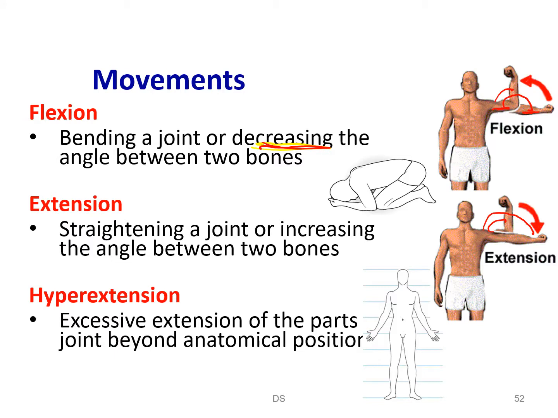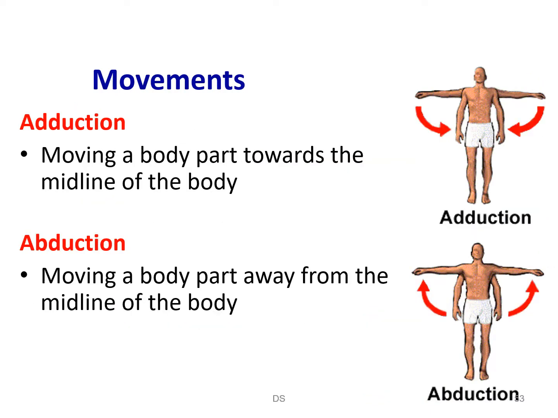The last one is hyperextension, excessive extension, in the neck region. If we move our neck towards the back, that movement is hyperextension. The other is adduction and abduction. You see that this side is adding towards the center. That movement is adduction. Abduction means away from the center.